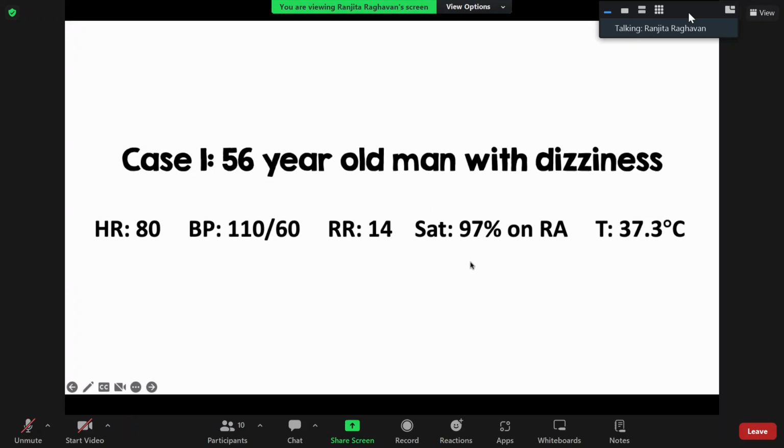So for our case one, we have a 56-year-old male with dizziness. And these are his vital signs here at the bottom. He's got a heart rate of 80. His blood pressure is 110/60. His respiratory rate is 14. He's satting 97% on room air, and his temperature is 37.3 Celsius.